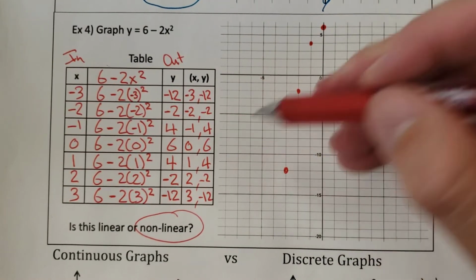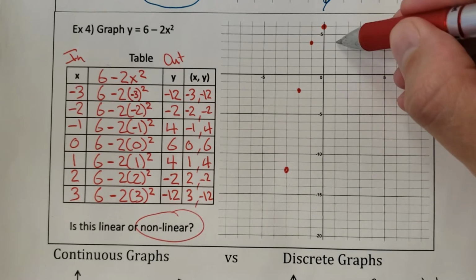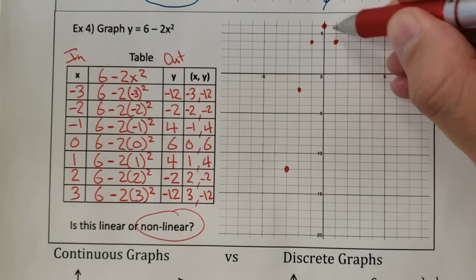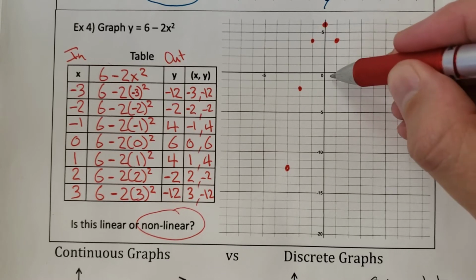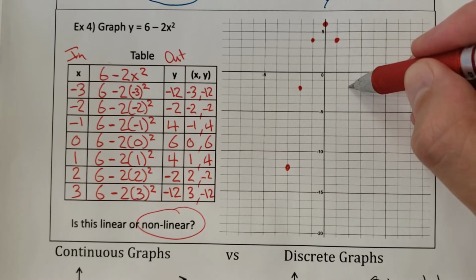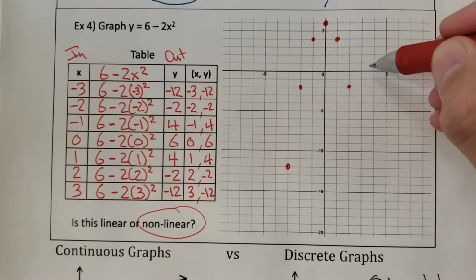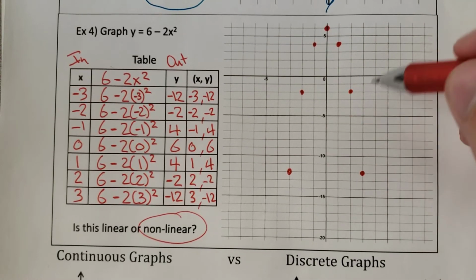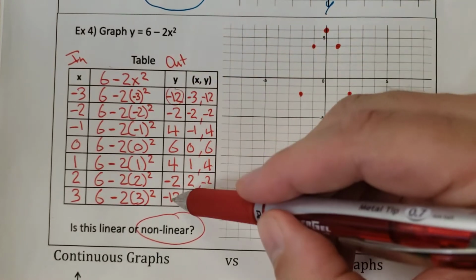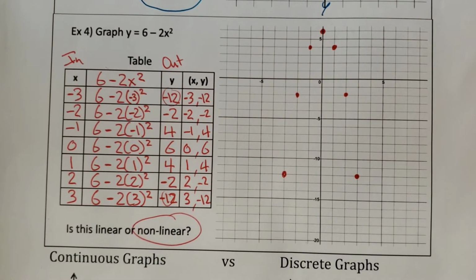All right, let's get the other coordinate points. 1 and 4 is right there. Here we go. We're coming back around now with this parabola. That's what it's called. We'll learn more about those in the future. 2 and negative 2, positive 3, negative 12. Look at that symmetry. There's left and right symmetry. You've got the same numbers on the left and the right.